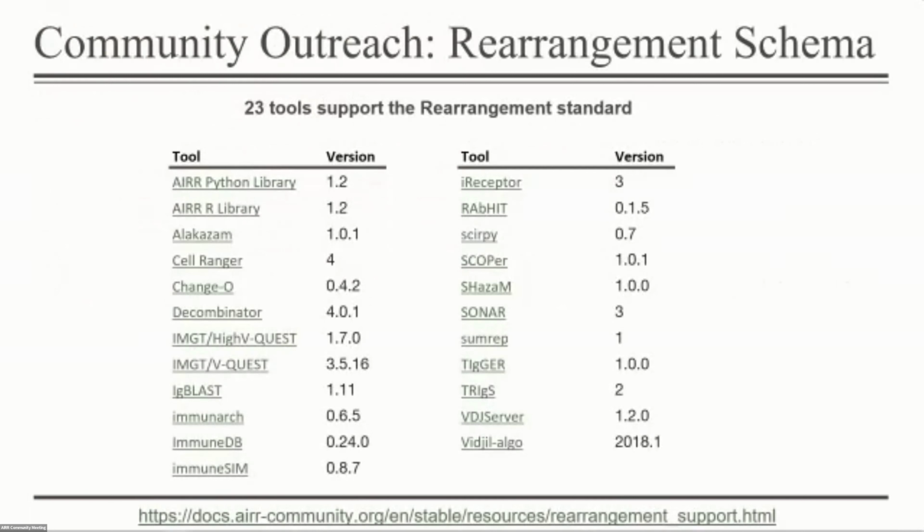So the progress that we've made on standards development has been pretty consistent, and we're currently up to 23 tools that we are aware of that support the standard. I actually think this list is a little short. But so far so good. Major packages that have come in the last cycle are Cell Ranger and IMGT HighV-QUEST.